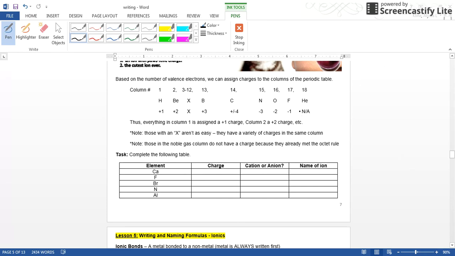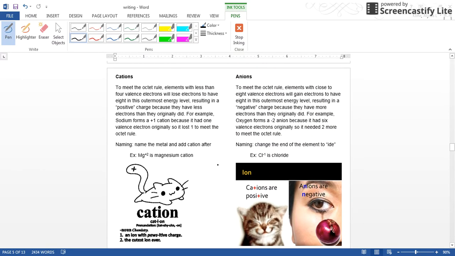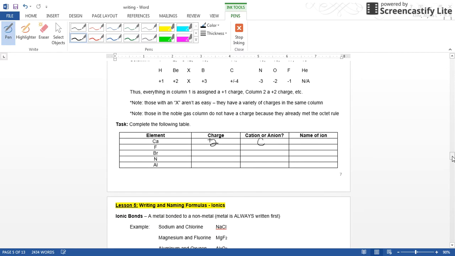Okay, so let's try some practice here. If our element is calcium, I look and figure out which group it's in. Well, it's in the second group. That means it has a +2 charge, making it a cation. And it's going to be named pretty normally. If we look back up here for the naming, it's just called magnesium cation. The anions are just changed to an IDE ending at the end. So this is going to be called the calcium cation.